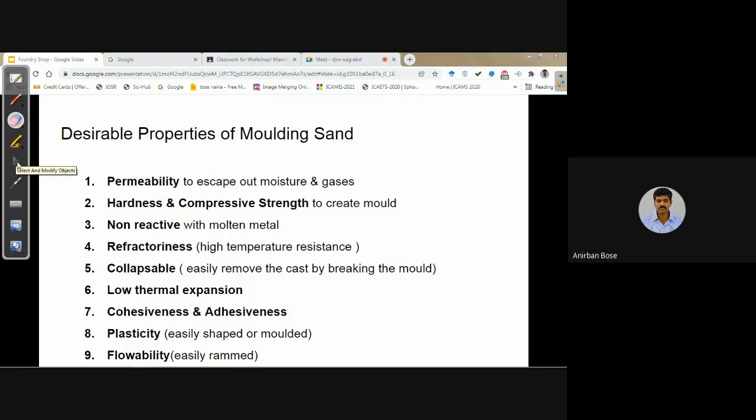Okay, in the next class we are going to discuss the other things, like different kinds of foundry tools, furnaces, and the casting defects.